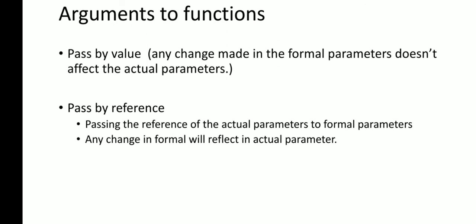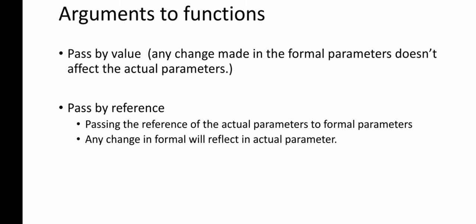And we are passing arguments to the function. There are 2 ways: either you can pass the value or you can pass a reference. Pass by value means you are simply passing a value, so any change made in the formal parameters doesn't affect the actual parameters. Whereas in pass by reference, we are not passing the value; instead of the value, we are passing the address. So any change to the formal parameters will be reflected in the actual parameters.